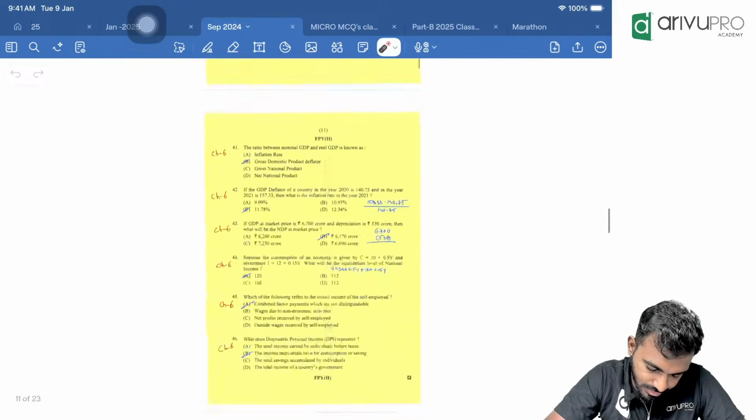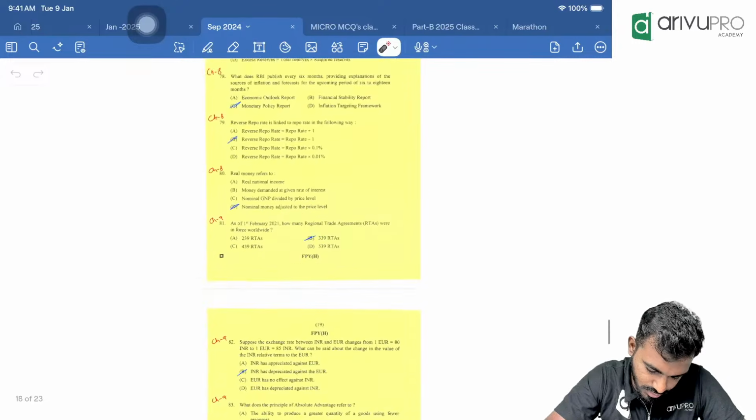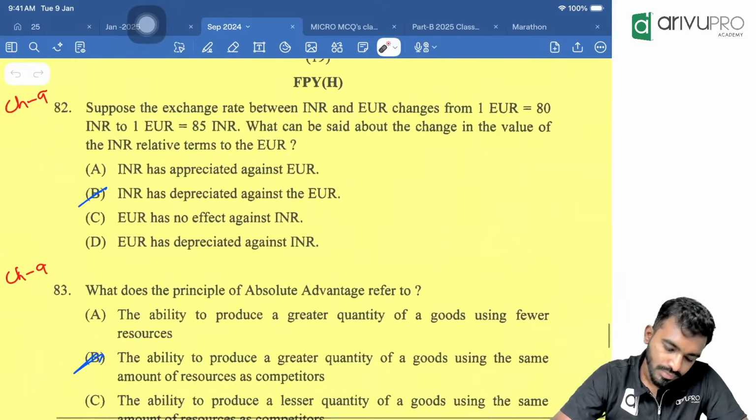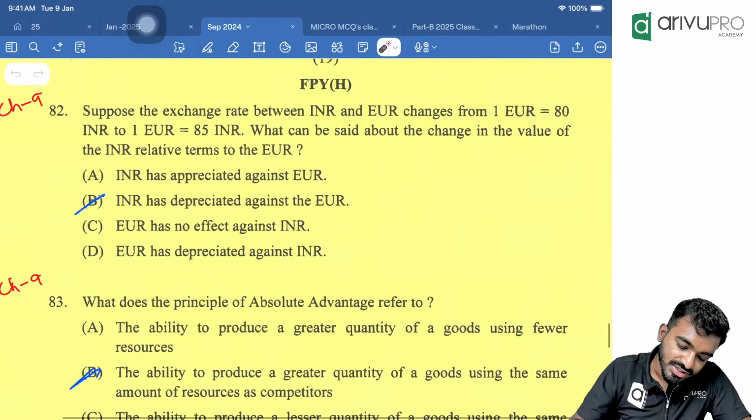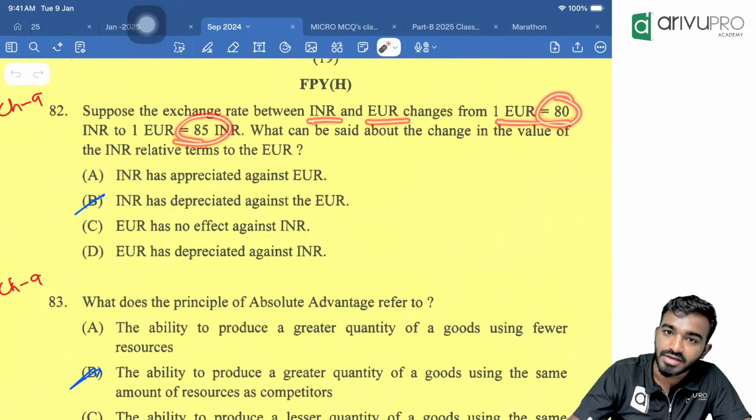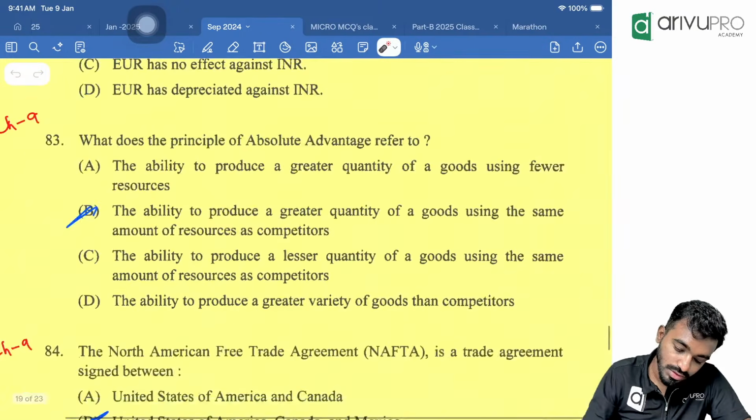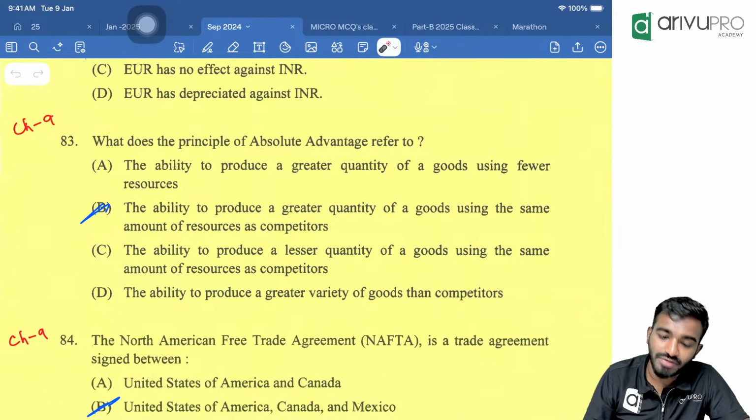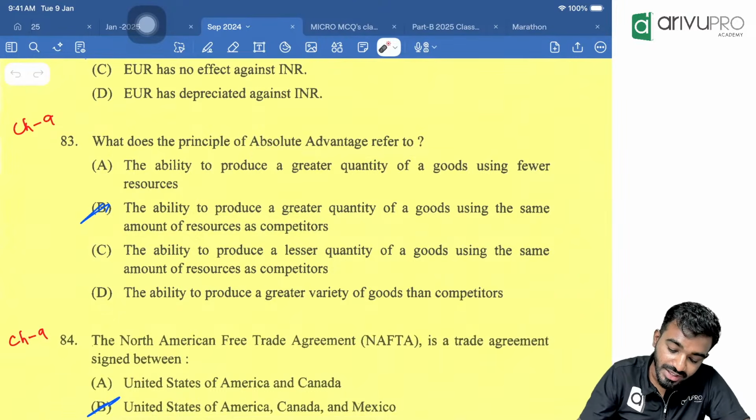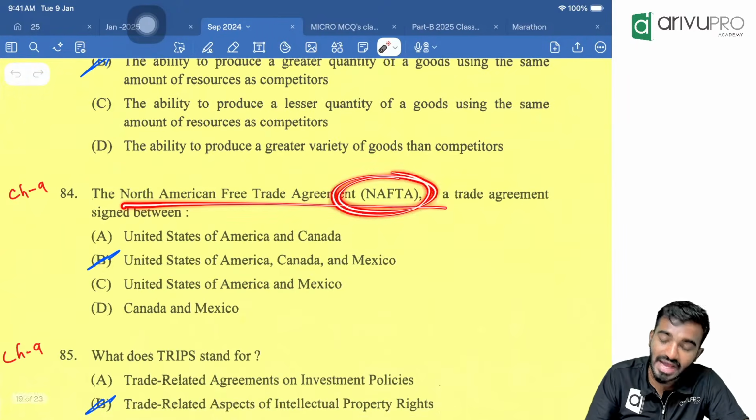Chapter 9. Suppose the exchange rate between INR and Euro was 80, it has become 85. Indian currency is losing value. That means Indian currency is depreciating against Euro. What does the principle of absolute advantage refer to? Adam Smith's point of view: the ability to produce a greater quantity of goods using the same amount of resources. That means the same amount of labor compared to the other nation. Option B here.